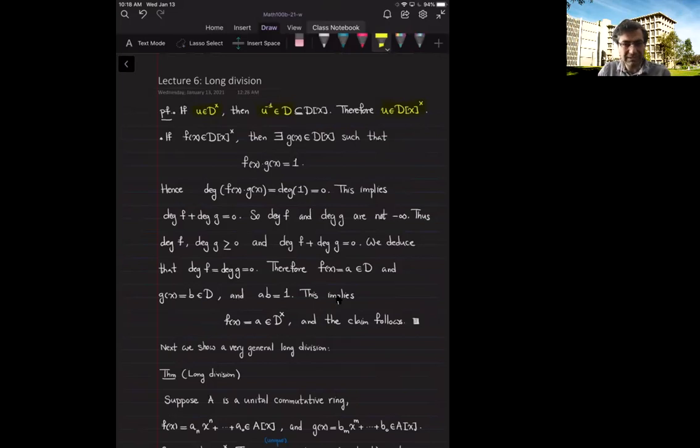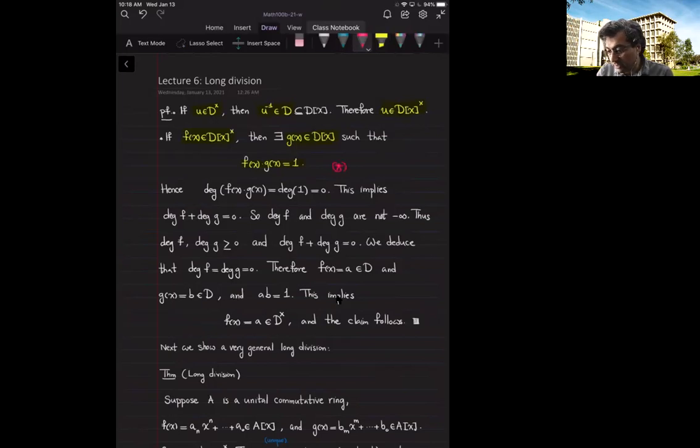Let's go to the more interesting part. Suppose I give you a polynomial that is a unit inside the ring of polynomials with coefficients inside D. What does that mean? By definition, that means I can find some polynomial inside the same ring such that their product is 1. Now I'm going to apply the degree function to both sides of this equation.